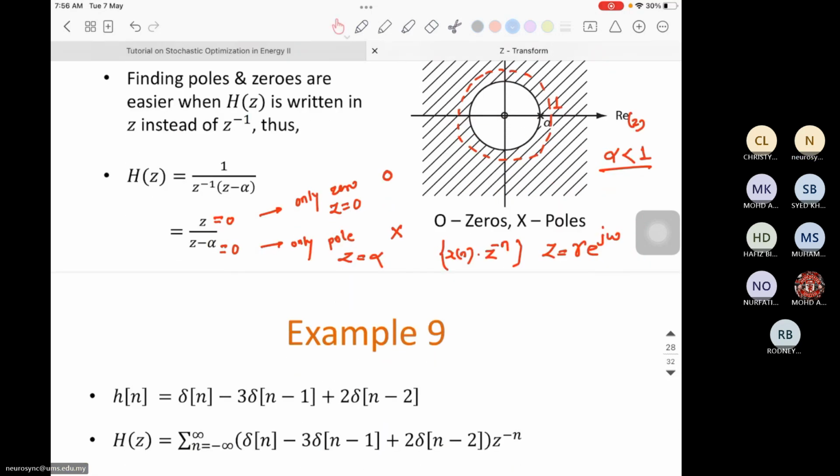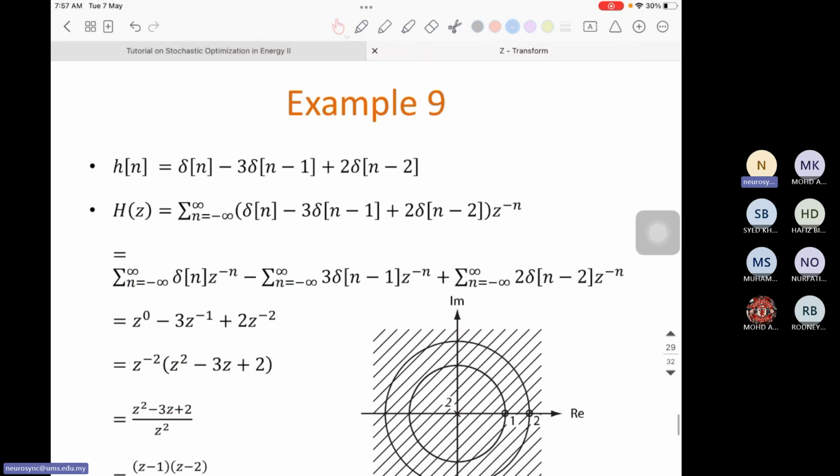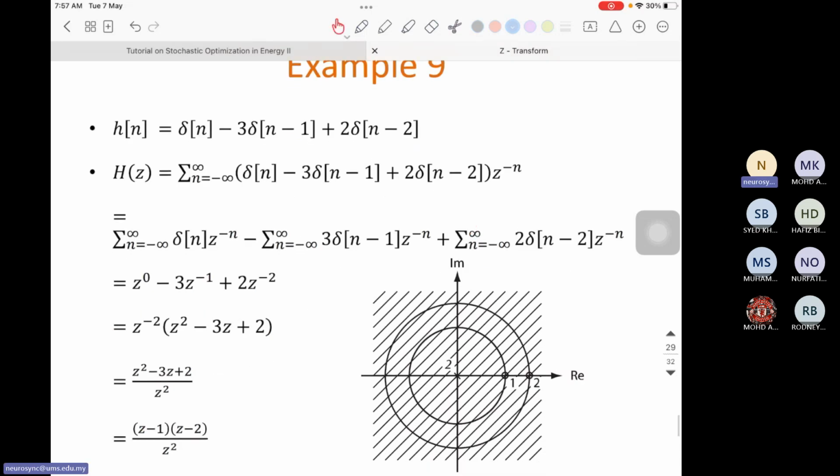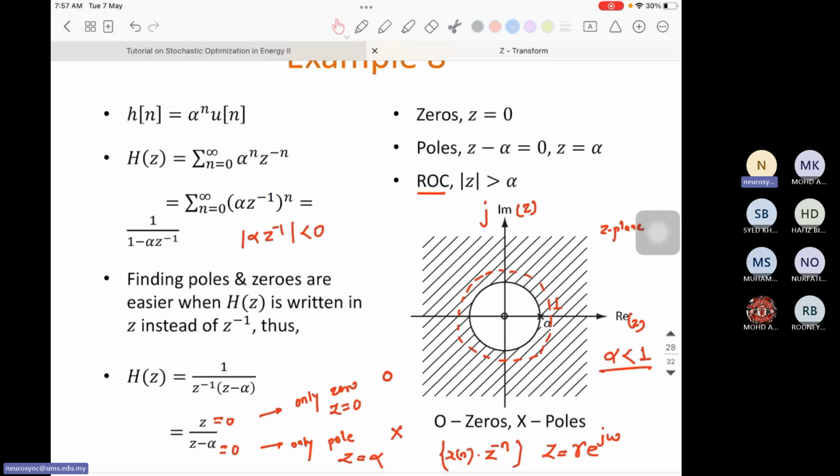Okay, now we will see another example here. Suppose we are having an impulse response like this: h of n equals delta of n minus 3 delta n minus 1 plus 2 delta n minus 2. Have you understood these terms, zeros and poles of the system? Yes, students? Is there any doubt? Is this okay? Everything good.